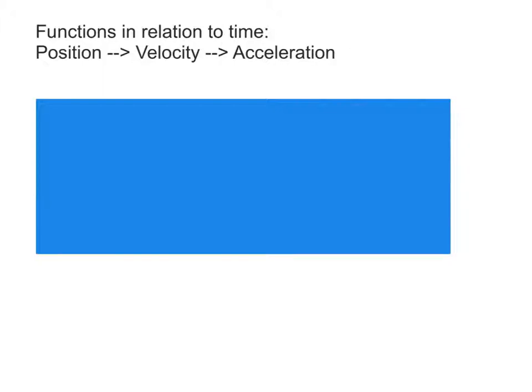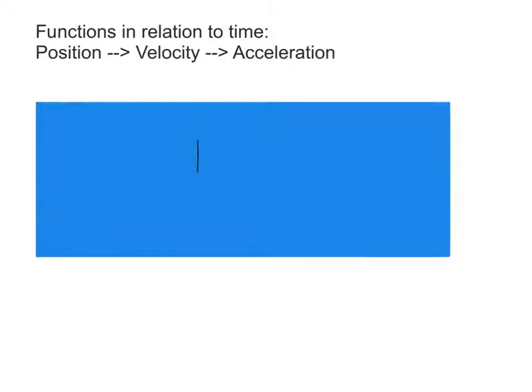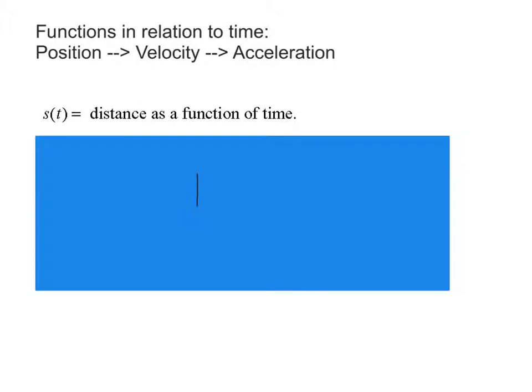Okay, so we're talking about functions in relation to time. And we have three of them, three different functions. We've got our position function, we've got our velocity function, and we have our acceleration function. Position, well, our textbook calls our position function s of t. S of t is the distance as a function of time. It's the distance something's moving.